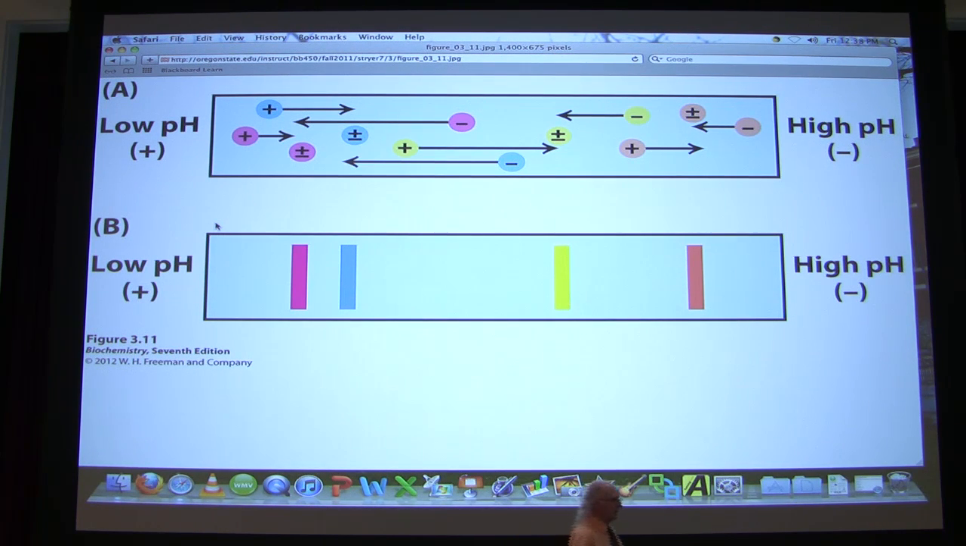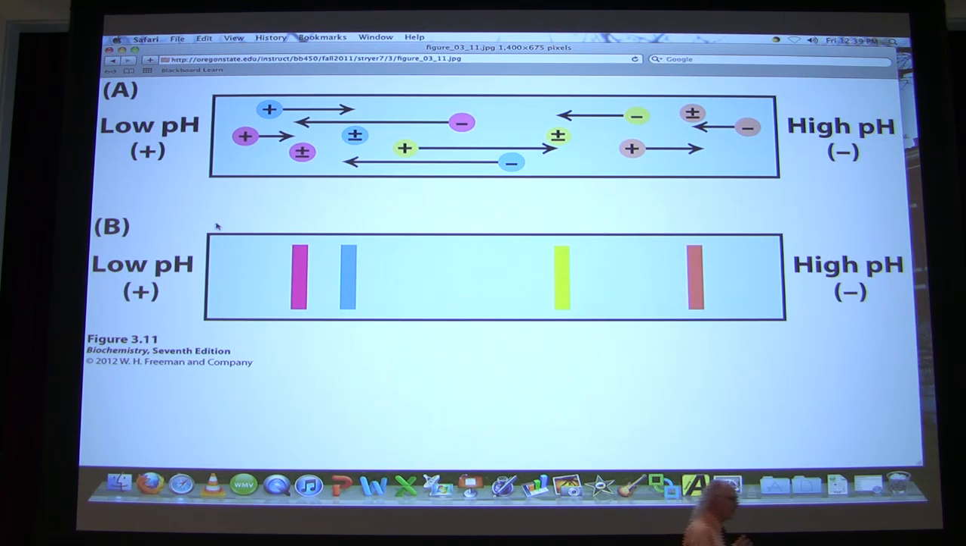What's going to happen? Well, to the positive end, the most negative charged ones are going to race and get over there. Right? And at the negative end, the ones that are the most positively charged are going to race and get over there. And right square in the middle, those that are 0 are going to stop right there. Does that make sense? All right? So what I've just made in this tube is a gradient of charge. A gradient of charge from the most positive at one end to the most negative at the other end with 0 in the middle. Everybody envision that? Okay, so this is called isoelectric focusing.